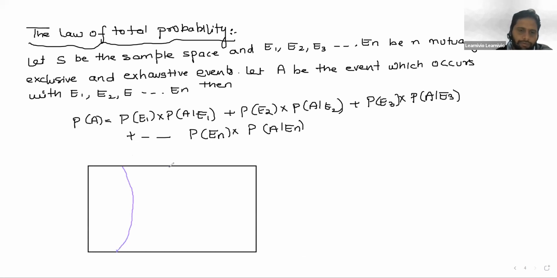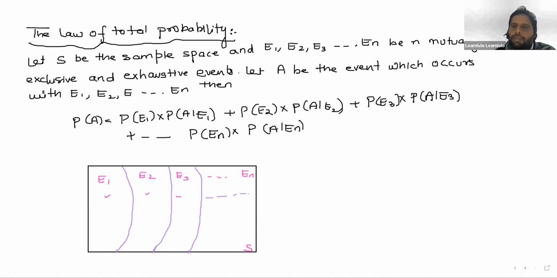In the first class, we have done this one. Now suppose this is your event E1, this is E2, this is E3, up to En. Mutually exclusive and exhaustive events are those which have nothing common and whose union gives the sample space. This complete is a sample space. So E1, E2, E3, E4 up to En do not have anything common. This is separate, this is separate, this is separate. And if you find the union of all these, you will get the sample space.